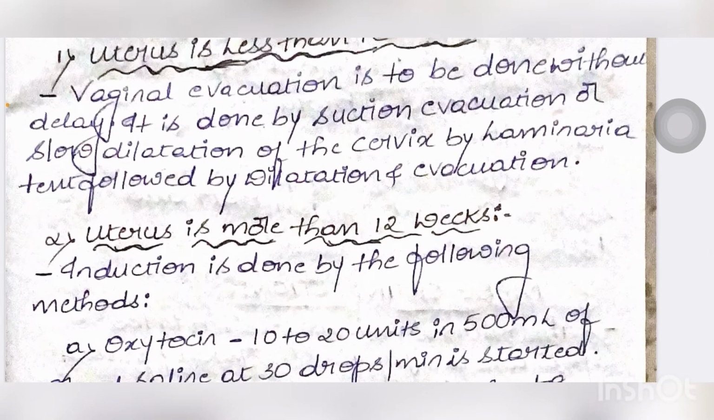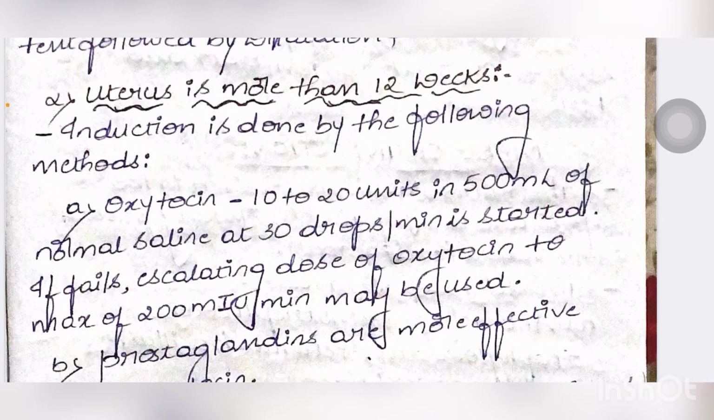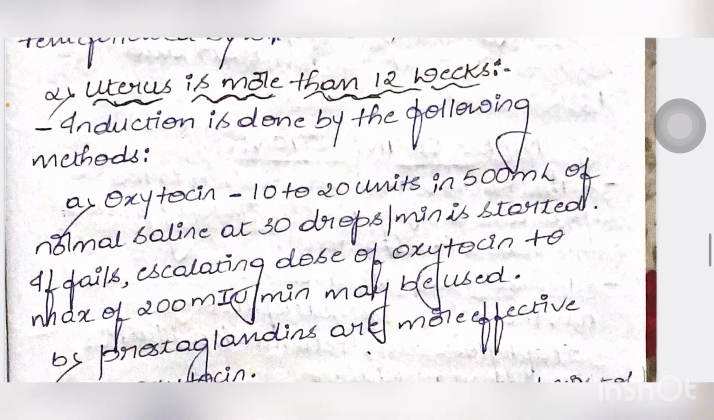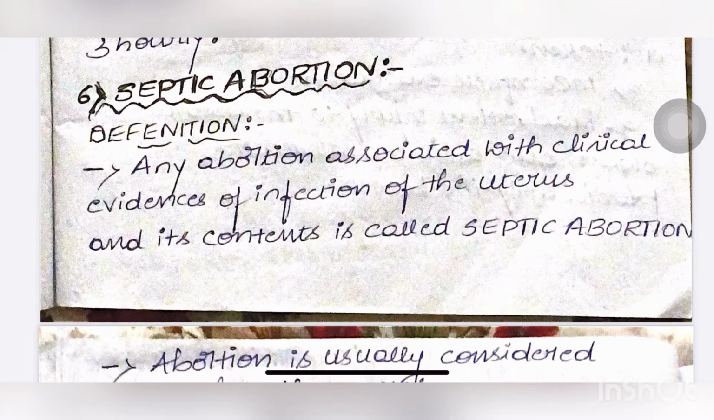When the uterus is more than 12 weeks, induction is done by the following methods. First is oxytocin. 10 to 20 units in 500 ml of normal saline at 30 drops per minute is started. If it fails, an escalating dose of oxytocin up to a maximum of 200 mIU per minute may be used. Second is prostaglandins. They are more effective than oxytocin. For example, misoprostol, 200 microgram tablet, is inserted into the posterior vaginal fornix every 4 hours.